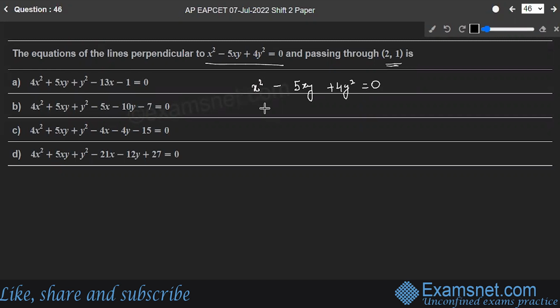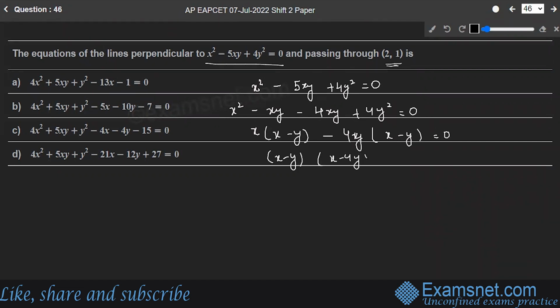Let's split it up. So you can write it as x squared minus xy minus 4xy plus 4y squared is equal to 0. Let's take x common. x minus y, minus 4y, so here I'll have x minus y again. So the two equations for the pair of straight lines are, first, x minus 4y is equal to 0, and the second one is x minus y is equal to 0. Now, what is the slope of it? Slope of this is equal to 1 by 4.